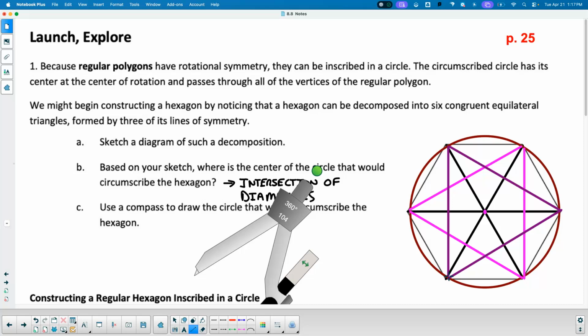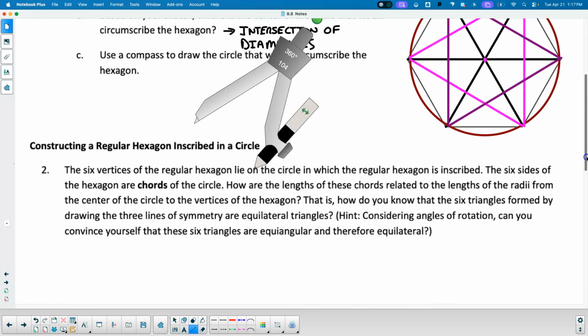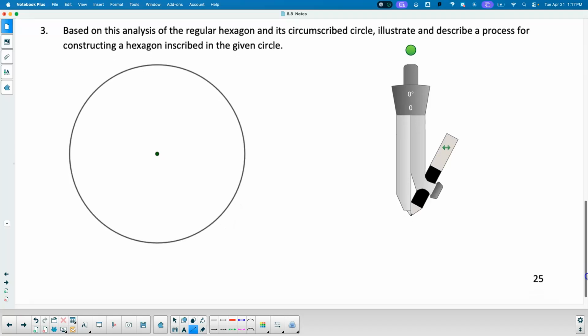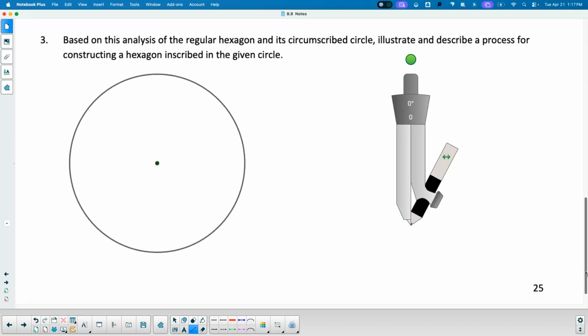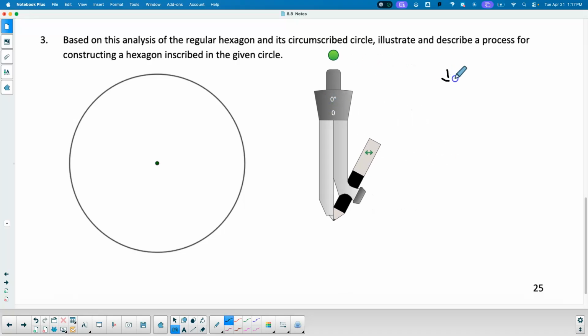So in order to construct a regular hexagon inside of a circle, we need to construct 2 equilateral triangles inside the circle. Here's how we go about doing that. First thing that you got to do, you're going to draw any diameter.